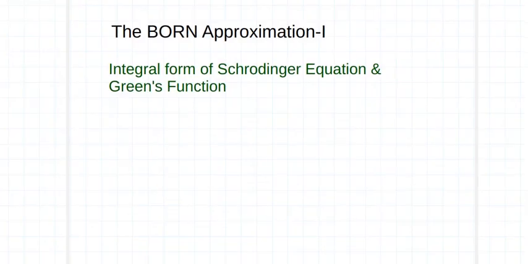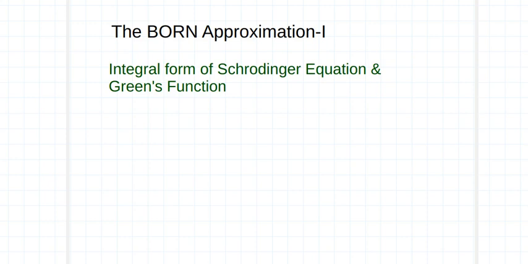So, in this lecture, I am talking about the Born approximation in scattering problem. In the first part, I will talk about the integral form of Schrodinger equation and evaluation of Green functions. In the next lecture, I will talk about the second part of it, that is the first Born approximation. Then I will start talking about the Born series.